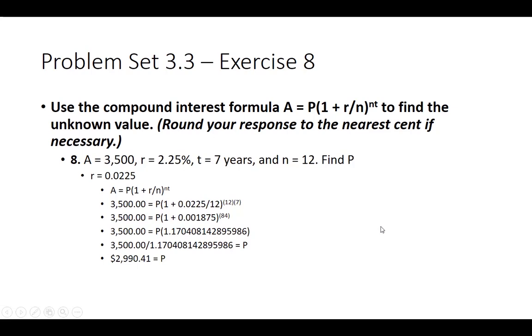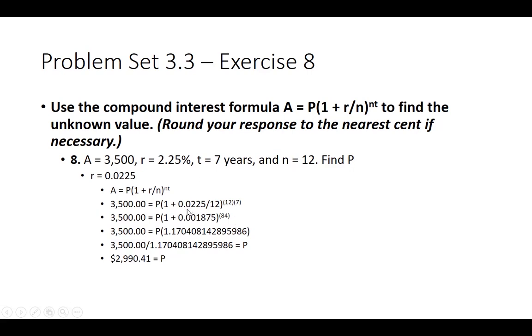Number 8, same thing. Take our rate of 2.25%, change that to a decimal, 0.0225. Plug that in for R. Plug 12 in for N in both places. Plug 7 in for T. Plug 3,500 in for A. What do we do first? The exponent. 12 times 7 is 84.